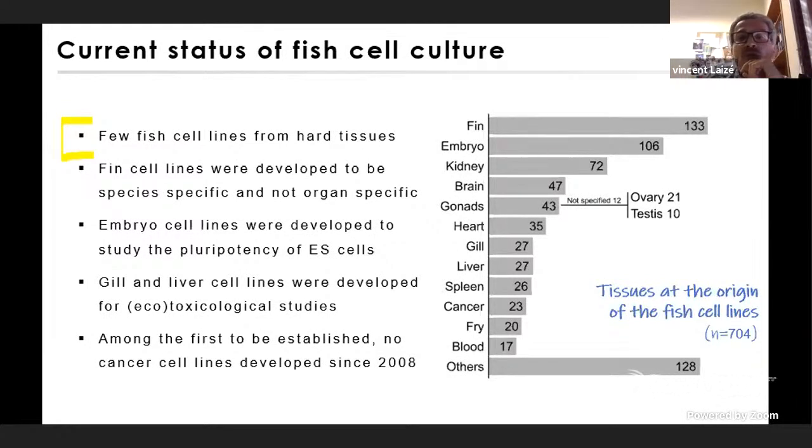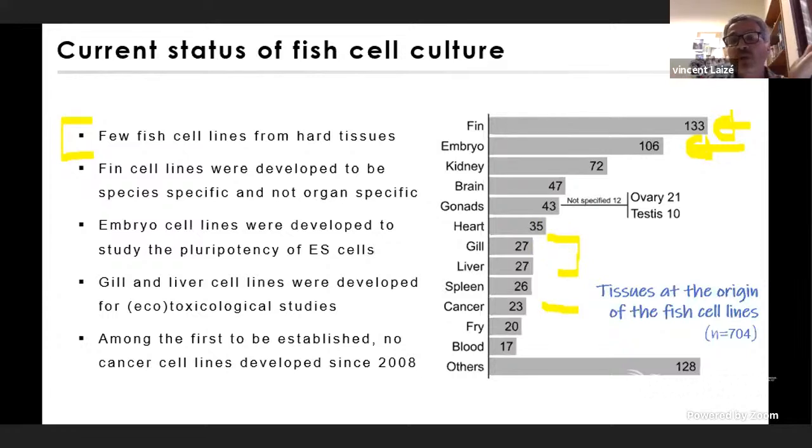Now, I will not talk about all these tissues because it would be very boring for you, and it would be a lot of information that would take all the rest of the seminar. I will just focus on the fin, which is very important because it is the one with the most cell lines. I will also focus on the embryo, the gill and liver, and I will have a small word at the end for cancer cell types.